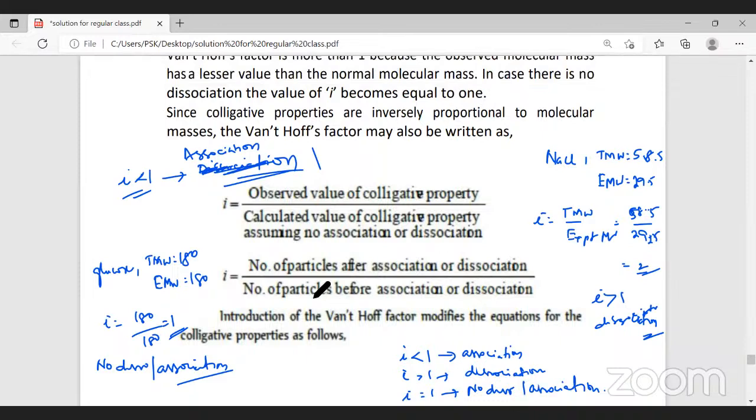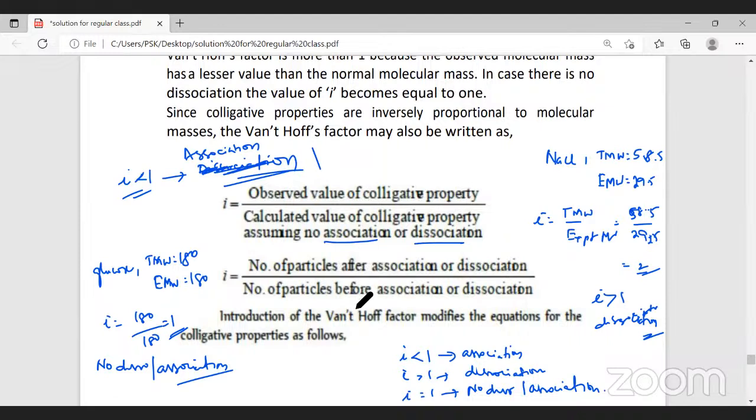Yes, sir. Now you see a different way of representing the Van 't Hoff factor. I is the observed value of the colligative property divided by the calculated value of the colligative property, assuming no dissociation or association. Alternatively, I is the number of particles after association or dissociation divided by the total number of particles before association or dissociation. These are ways to calculate what? The Van 't Hoff factor.